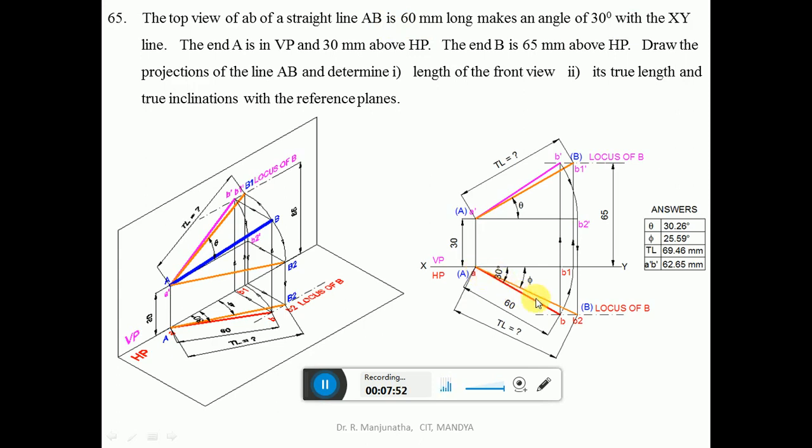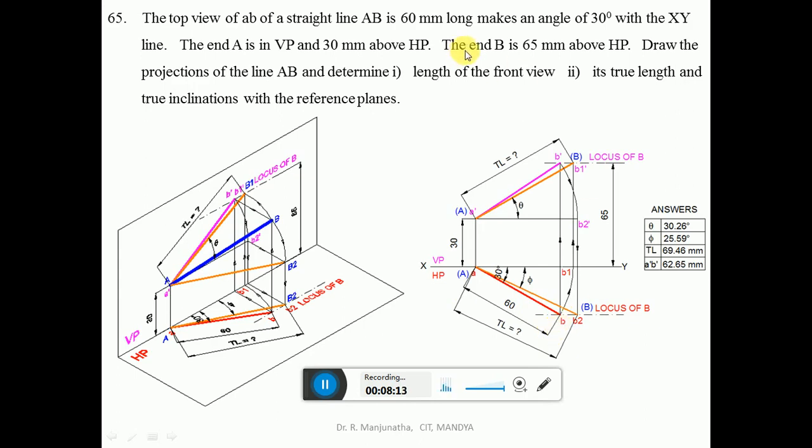inclined line. Then since the top view of the line AB is 60 mm long, with A as center take the radius of 60 by using the compass, and cut an arc on this 30 degree line so that you get the locus of B in the top view. And since it is the 60 mm, 30 degree line which is small ab, you mark this point as small b, so that is the top view.